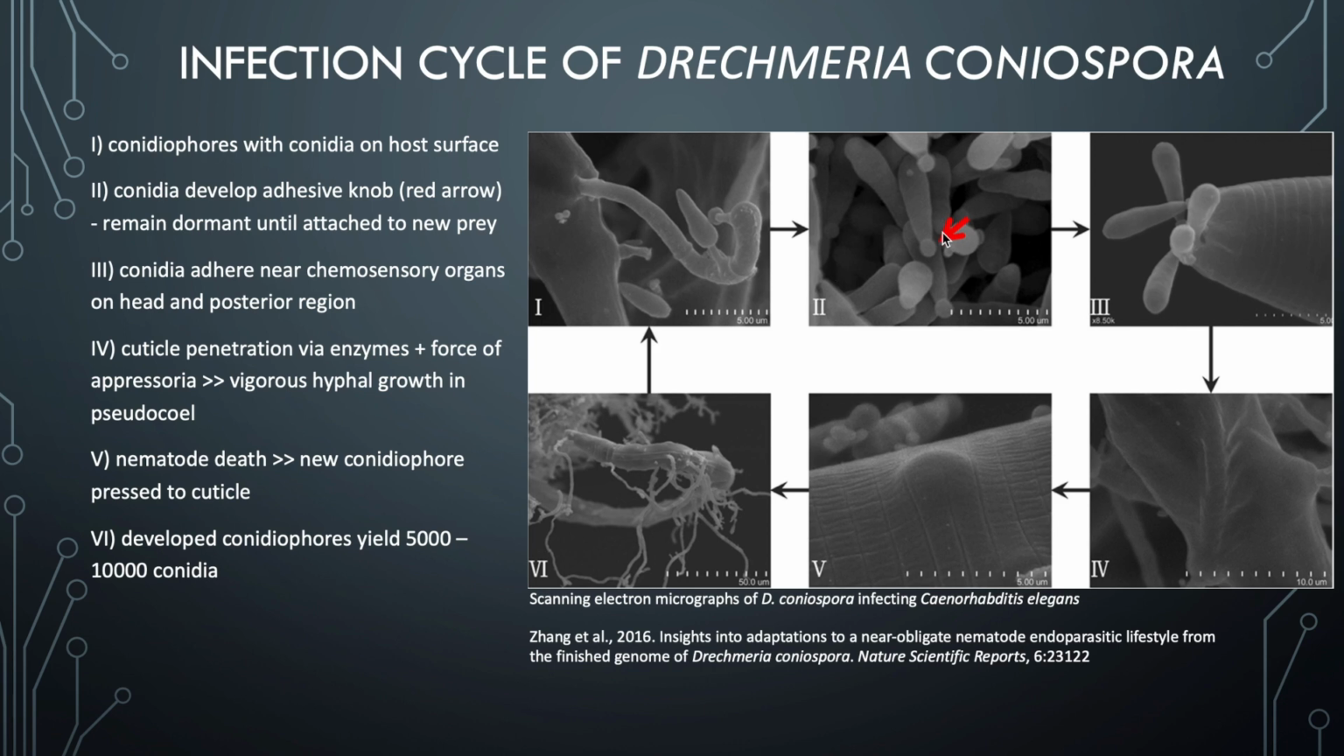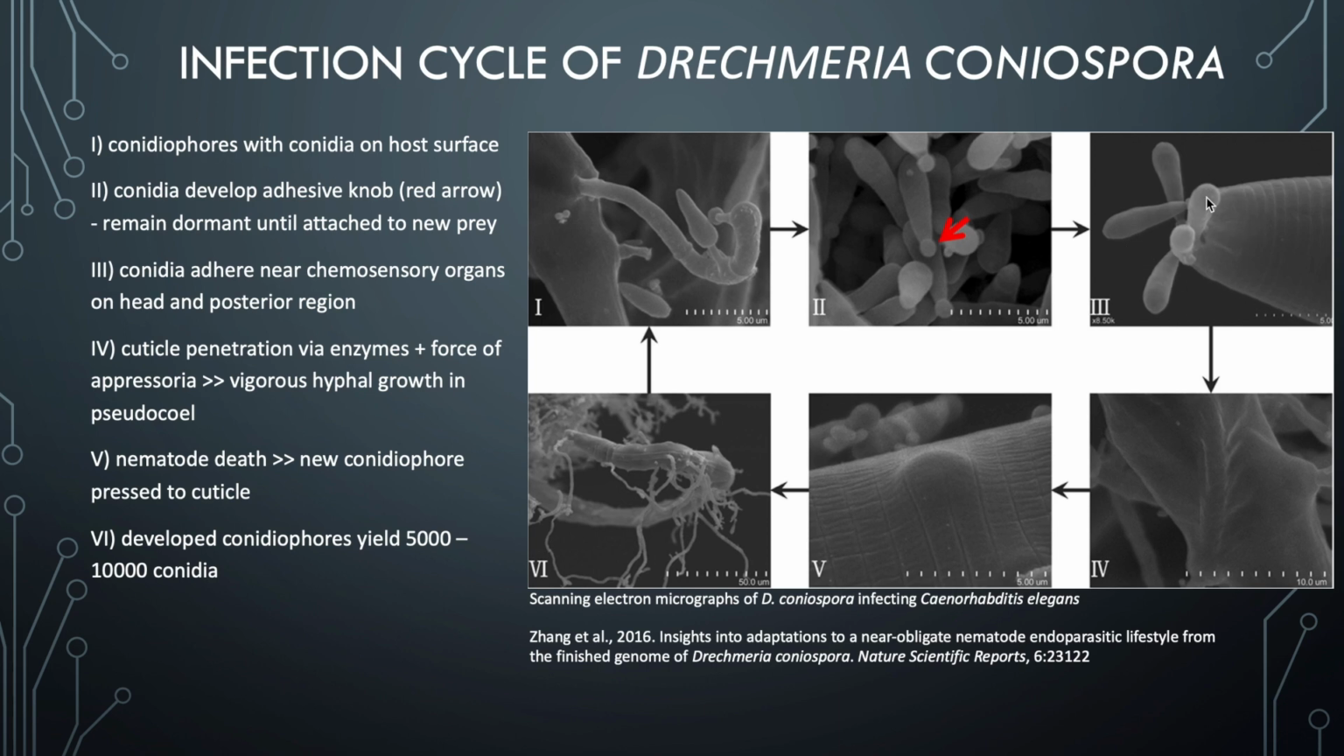When the conidia are mature, they develop these spherical adhesive knobs, and the conidia remain dormant until they attach through this adhesive knob to a new prey. So as the nematode is moving through its environment, it comes upon the conidia, and these conidia with the adhesive knobs attach to the nematode near the chemosensory organs on the head.